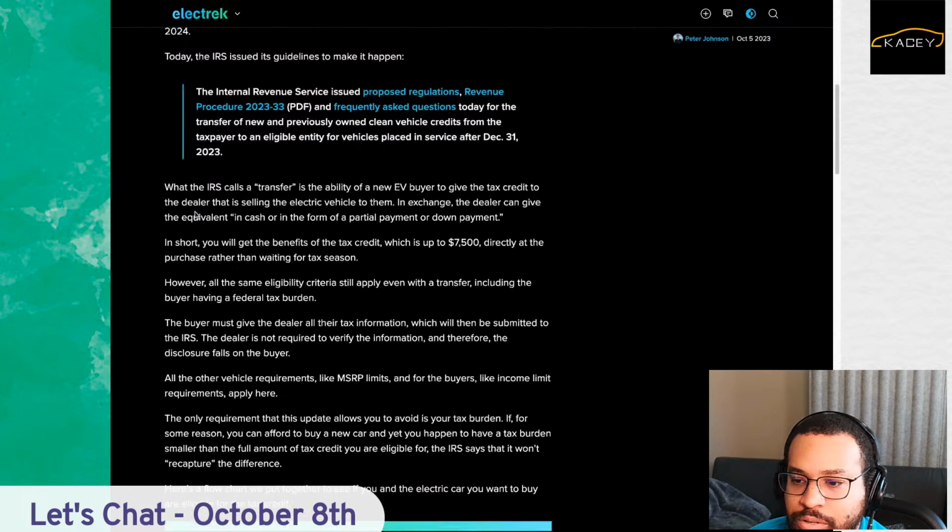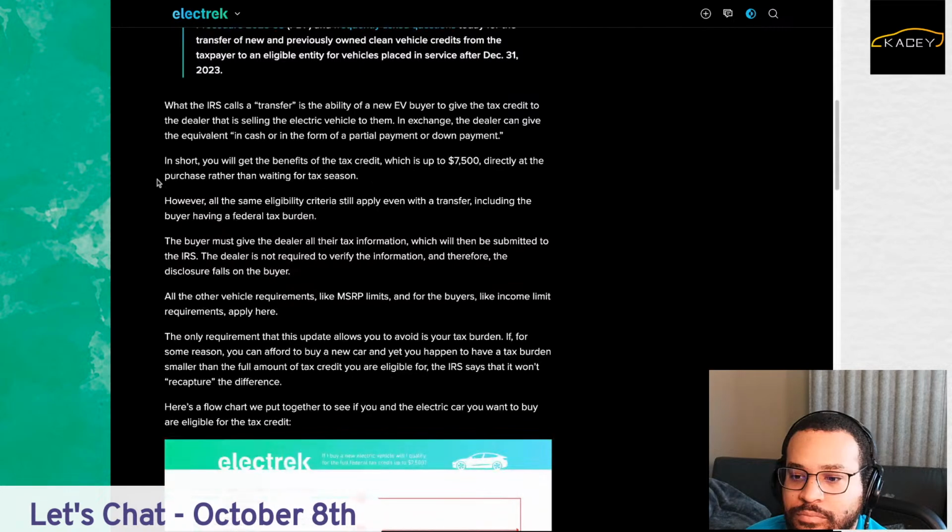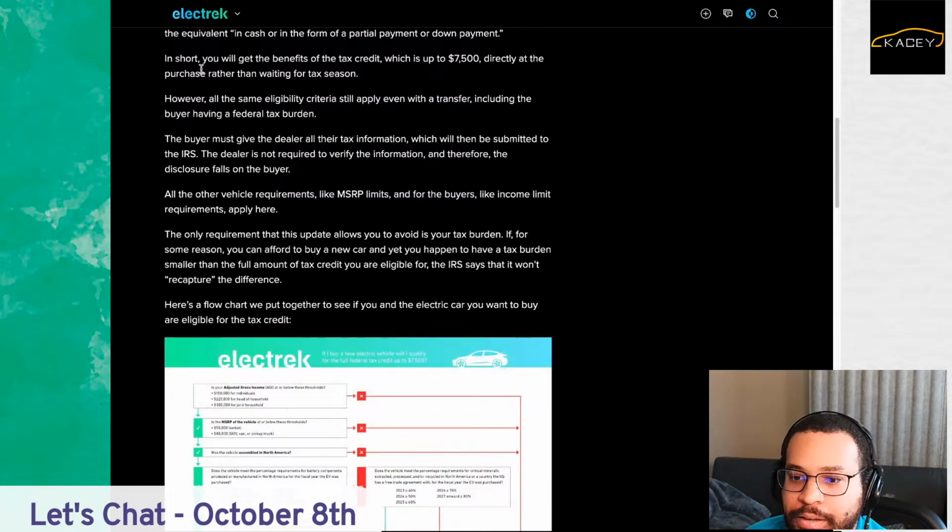So come the new year, what the IRS calls a transfer is the ability of a new EV buyer to give the tax credit to the dealer that is selling the electric vehicle to them. And the dealer can give the equivalent in cash or the form of a partial payment or down payment. In short, you will get the benefits of the tax credit, which is up to $7,500 directly at purchase rather than waiting for tax season.